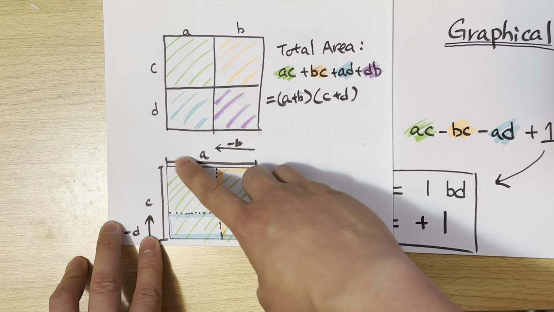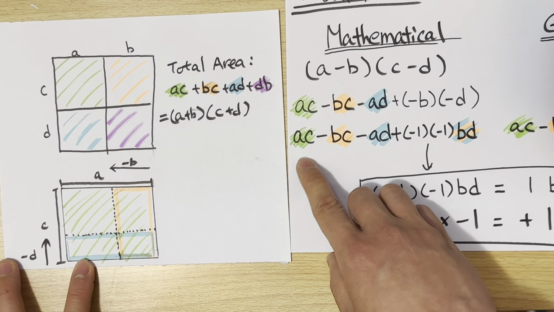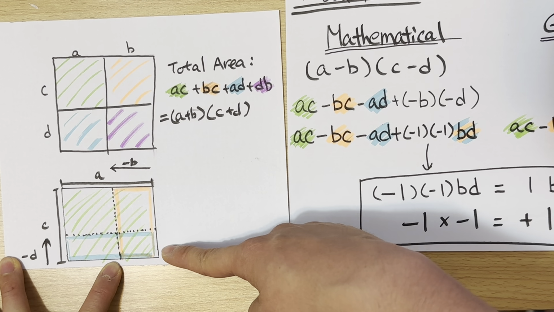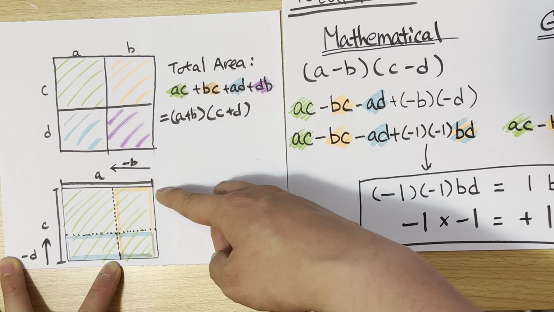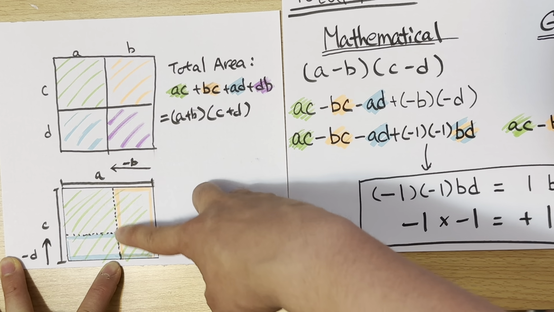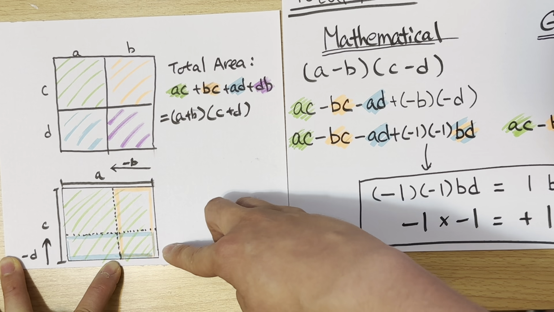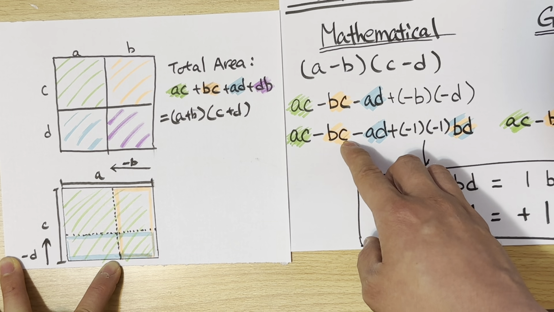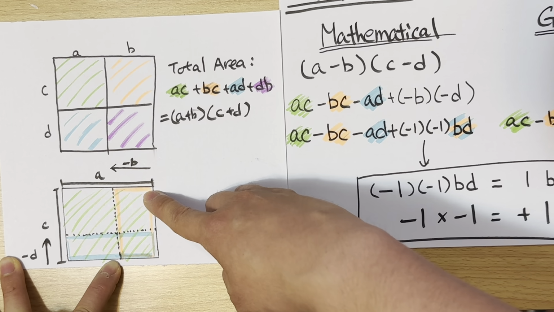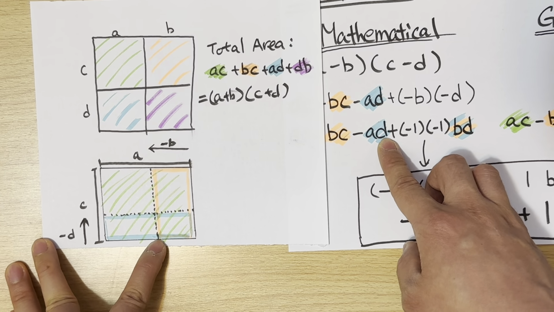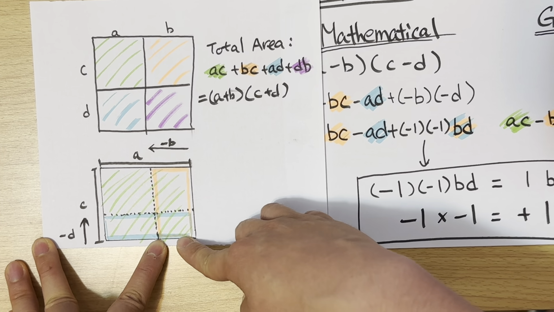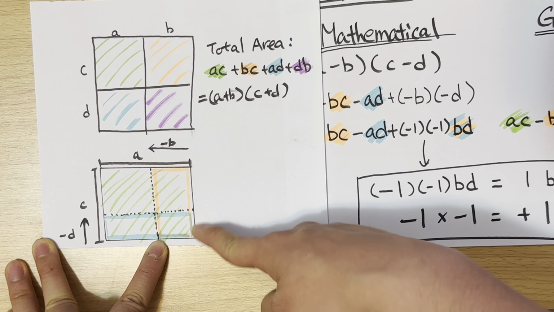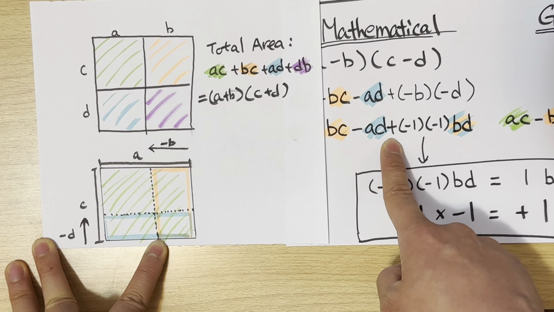How to calculate this area? AC is the original area, shown in green color. The -BC will be a deduction of area in this region that I highlight in orange. This is -B, and the length here is C, so that the orange color is actually this rectangle. For the blue one, -AD is actually a reduction of area in D times A, so that this area is the -D.